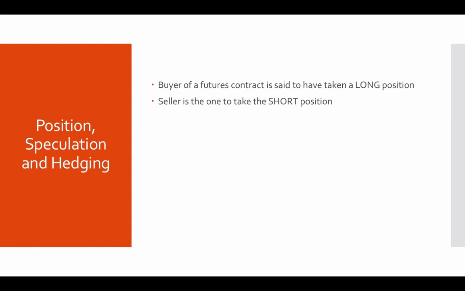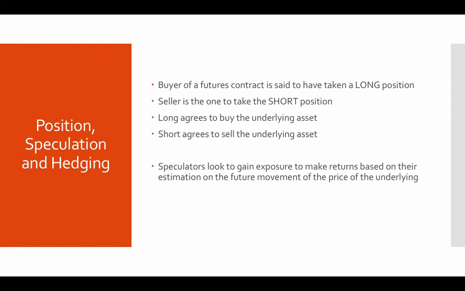Next, the seller is the one who takes the short position. He's thinking that if the price of the security goes down tomorrow, he wants to make a gain so that he can sell it at a much better price. So he's bearish. He wants the price to go down. That's why he's on a short position. The long agrees to buy the underlying asset, and the short agrees to sell the underlying asset.